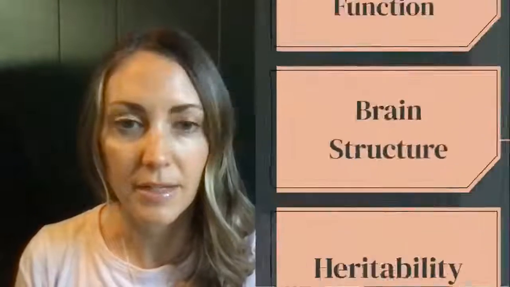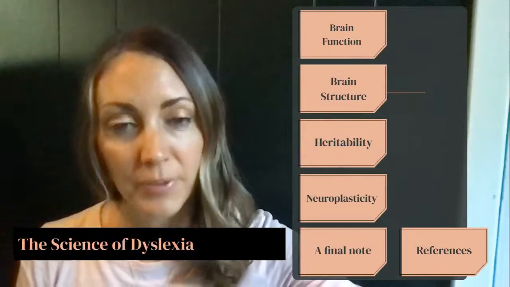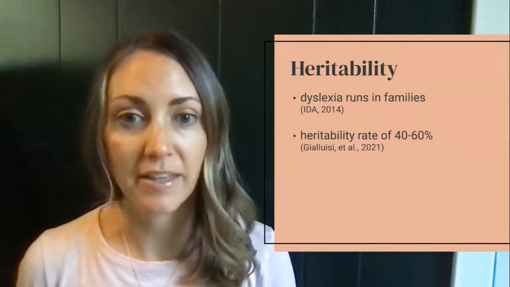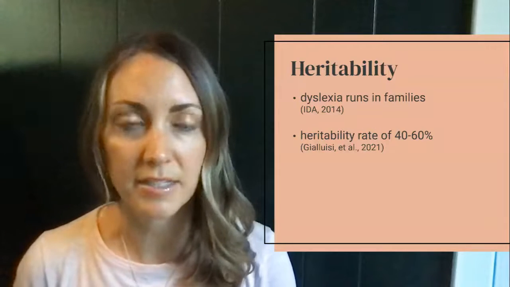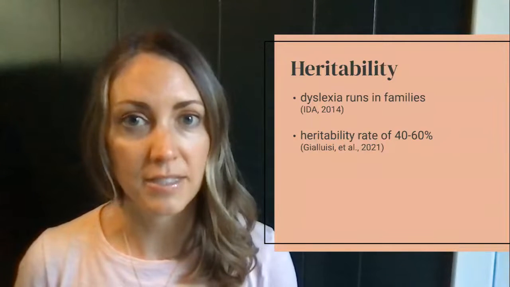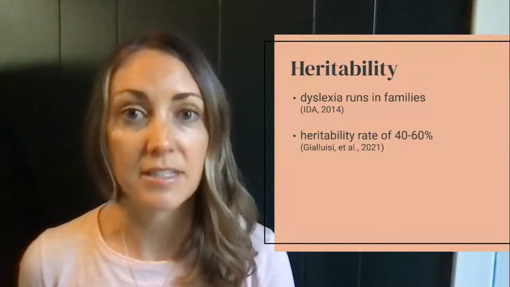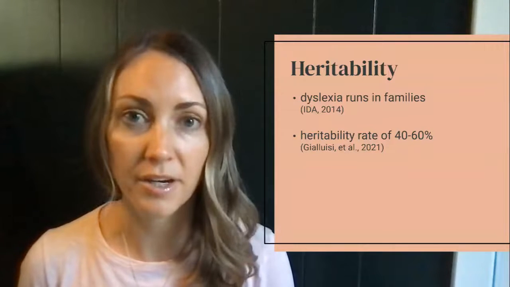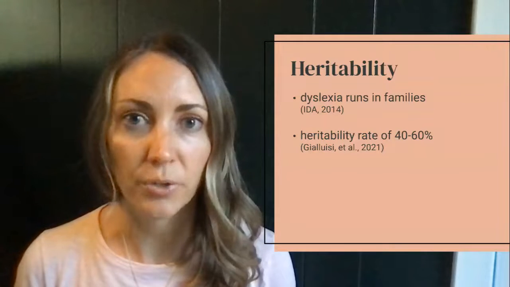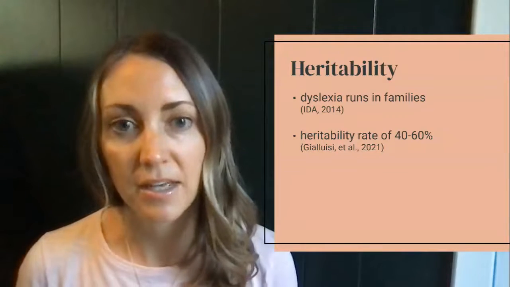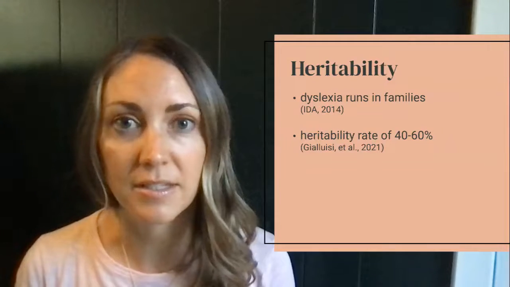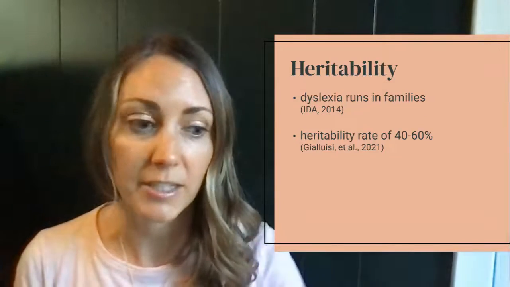Next, we're going to talk about heritability. The research is showing that dyslexia does run in families and that it has a heritability rate of 40 to 60%. And what that means is that if you have a person in your family with dyslexia, you are at greater risk of having dyslexia yourself. So, if you're a parent out there and you are concerned that your child might have dyslexia, it is really important to know if anyone else in the family might have dyslexia because it's genetically linked, particularly because this is a neurological disability.